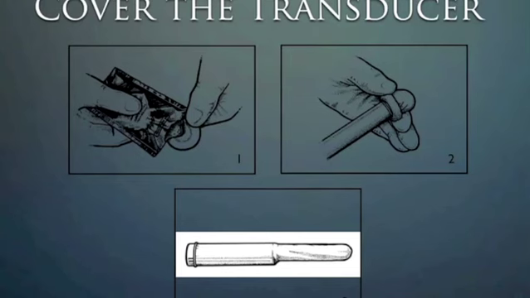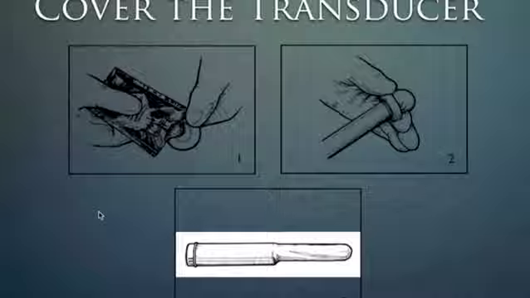Now, one of the things you want to do with this transducer, though, is definitely keep it covered, so that it keeps clean in the posterior oral pharynx, and there are several ways to do that. One way is simply using a condom.